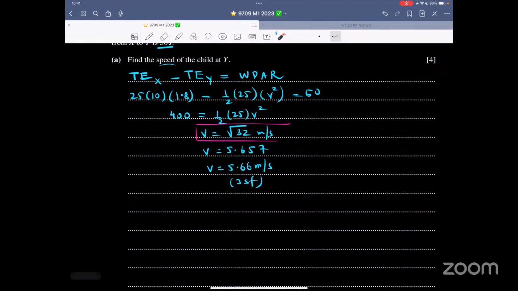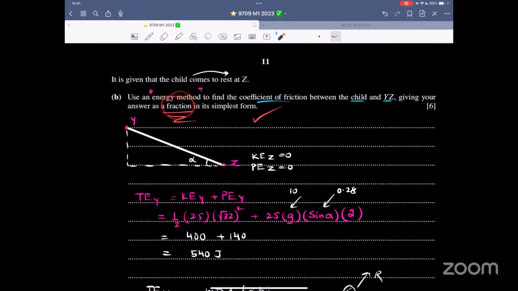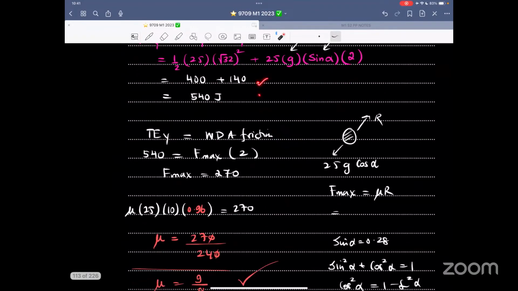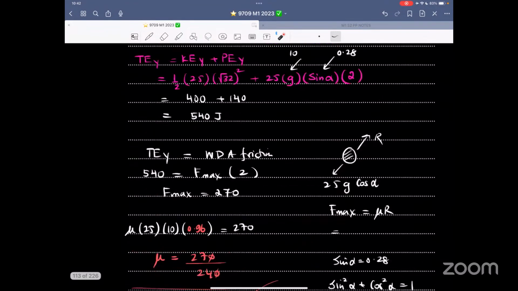So I just use the exact value for the next part. Not even this, the exact value. Because they're asking for a fraction, so decimals won't be helpful. So that is why I show every step along the way. Total energy at Y equals work done against friction.